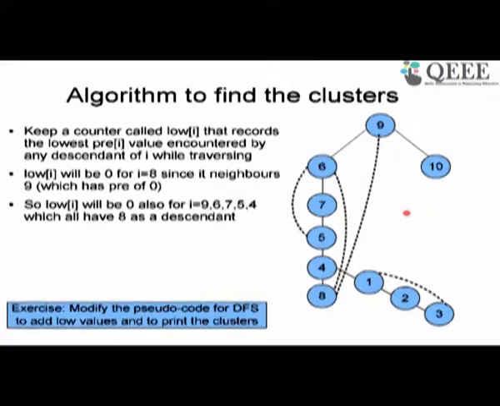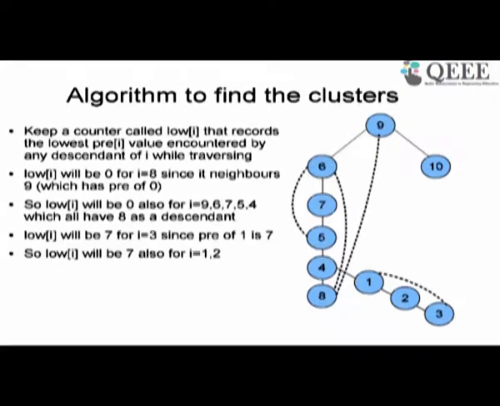So nodes whose low value is equal to its pre value are the roots of these clusters. So 1 has a pre value of 7 and its low value is also 7. So it's a root. Similarly, 9 has a low value and a pre value of 0. So it's a root of the cluster, and we said we can do that. So we found a use for pre values.